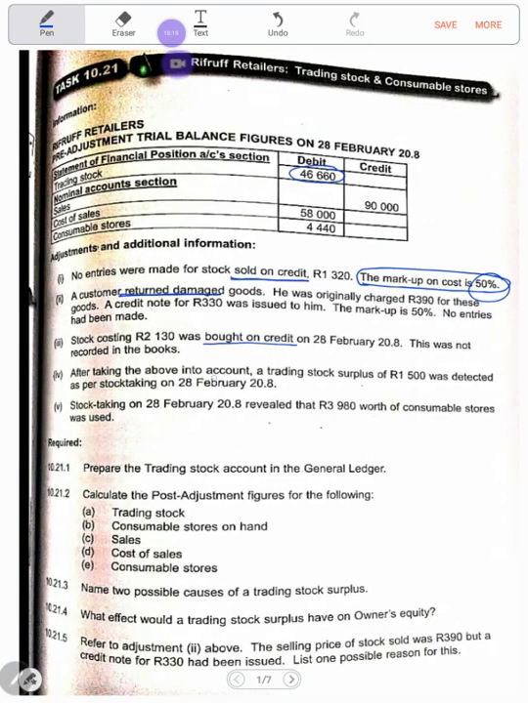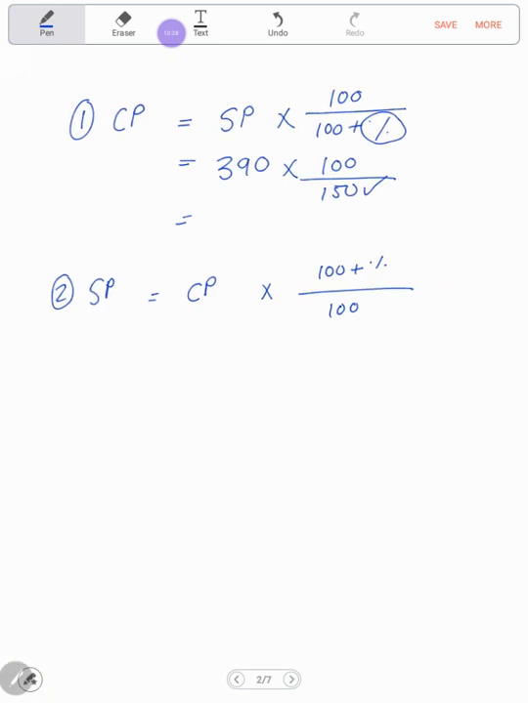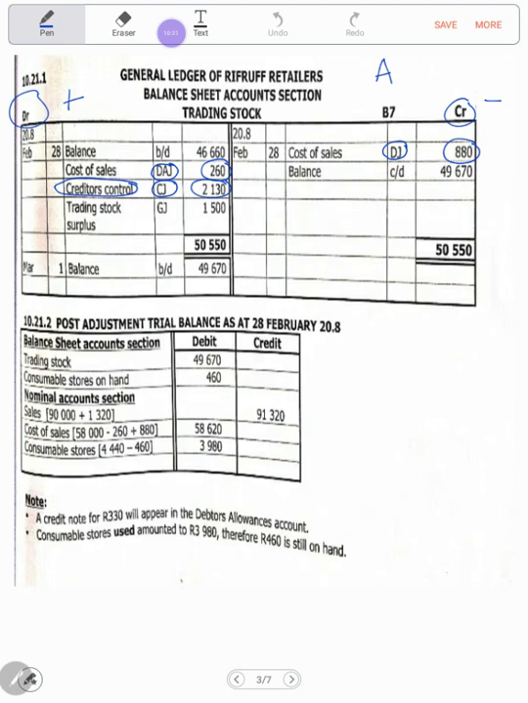After taking the above into account, a trading stock surplus of 1,500 was detected as per stock taking on the 28th of Feb 20.8. So when you identify a surplus, it means you had more trading stock than what you calculated at the beginning. So obviously that will increase your trading stock account on the debit side. Your details will be trading stock surplus. Which journal would you have taken it from? Your GJ, and we have the 1,500 Rand.